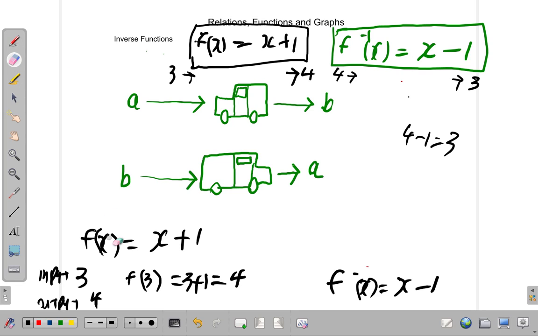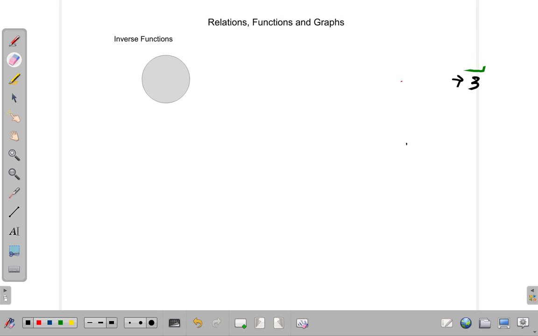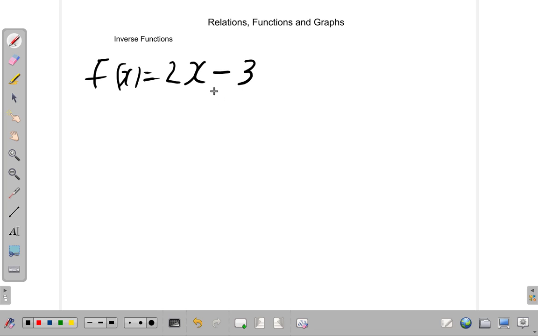Now, let's look at another example of a function and its inverse. Let me erase my chalk here and my function. Another example. Let's say we have our function f of x equals 2x minus 3. I have 2x minus 3.